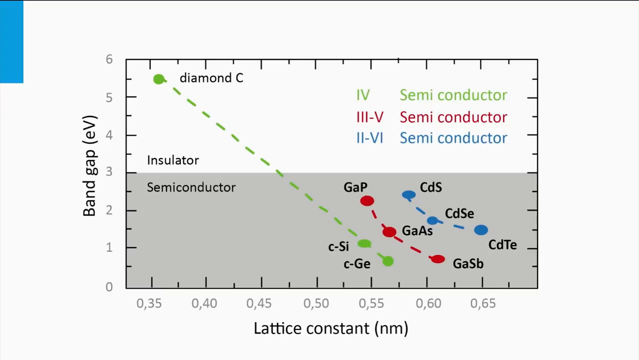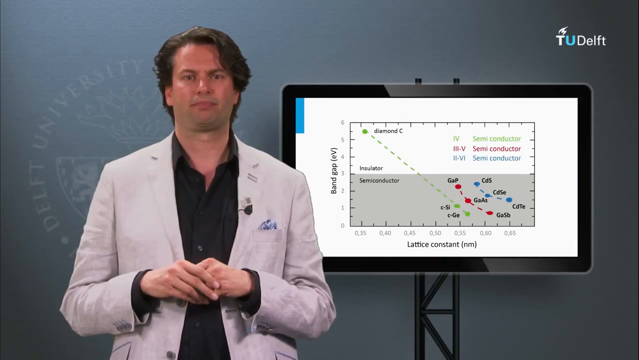Let's consider the 2-6 materials based on cadmium, like cadmium sulfide, cadmium selenide, and cadmium telluride. Again, the larger the lattice constant of the material, the smaller the band gap will be. Cadmium telluride has the largest lattice constant and therefore the smallest band gap.